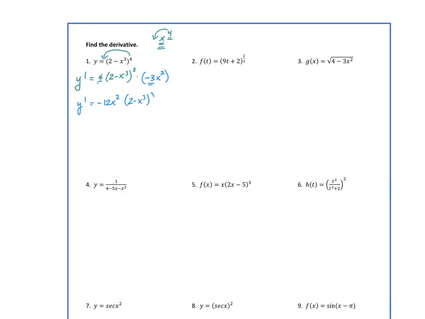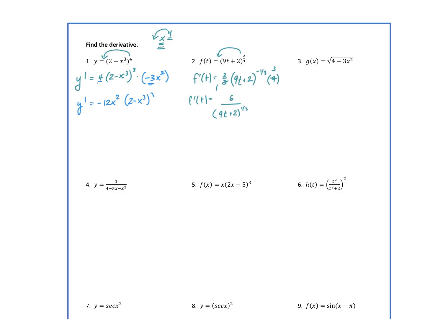For number 2, we're going to multiply the 2/3, rewrite the inside, lower the power by 1, times derivative of the inside. We get 6 over 9t plus 2 to the 1/3 power.